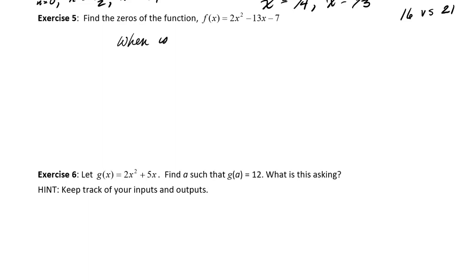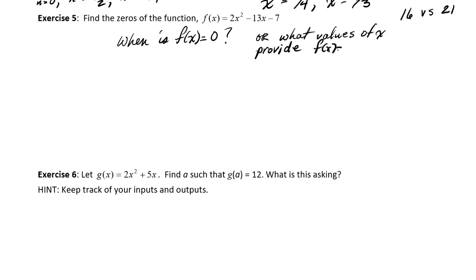When is f of x equal to 0? Or what values of x provide f of x equal to 0? That's what that is asking for. So let's factor it. 2x squared minus 13x minus 7 equals 0. So we're replacing the f of x with 0.